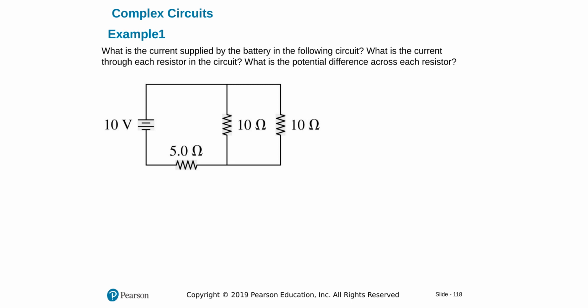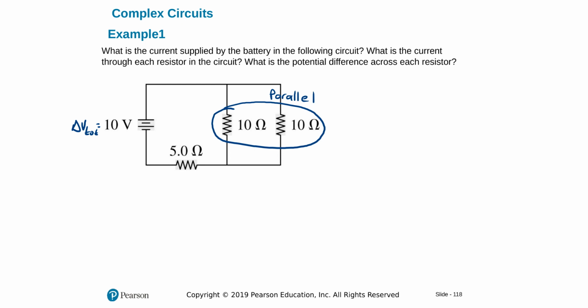A mixed circuit here, a simple one. We have a parallel section here. It can clearly be seen, and they are sharing this ΔV, so we'll call this ΔV total. We can decide how they are sharing it. What is the current supplied by the battery in the following circuit? I'll call that A maybe. It's also asking what is the current through each resistor in the circuit, and what is the potential difference across each resistor. So everything is asked in here.